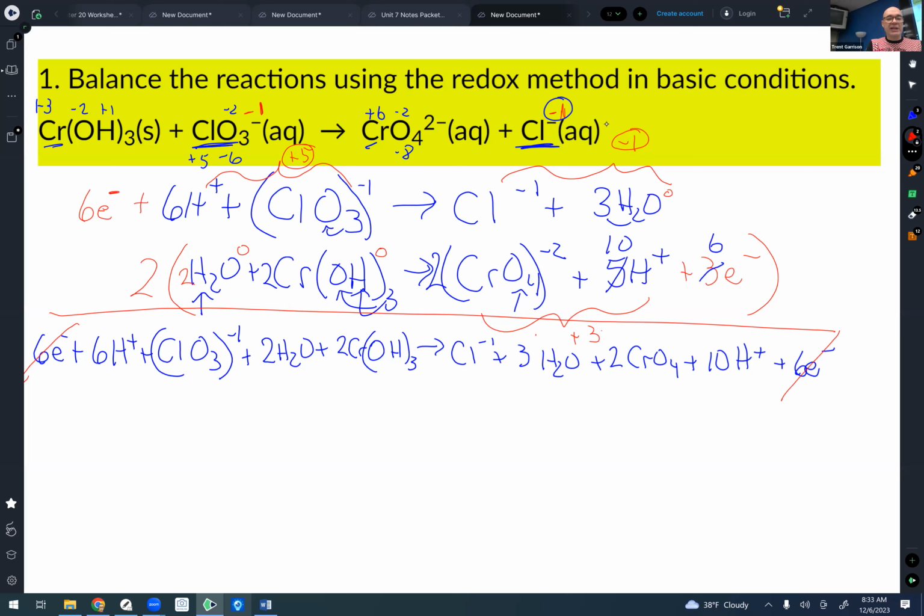I've got 6 electrons on both sides. I have 6 hydrogens and 10 hydrogens. That means I'm going to end up with 4 hydrogens. My 2 waters are going to cancel out with one of the waters. I'm sorry, with 2 of the waters over here, leaving me with 1 water. This is my final answer.